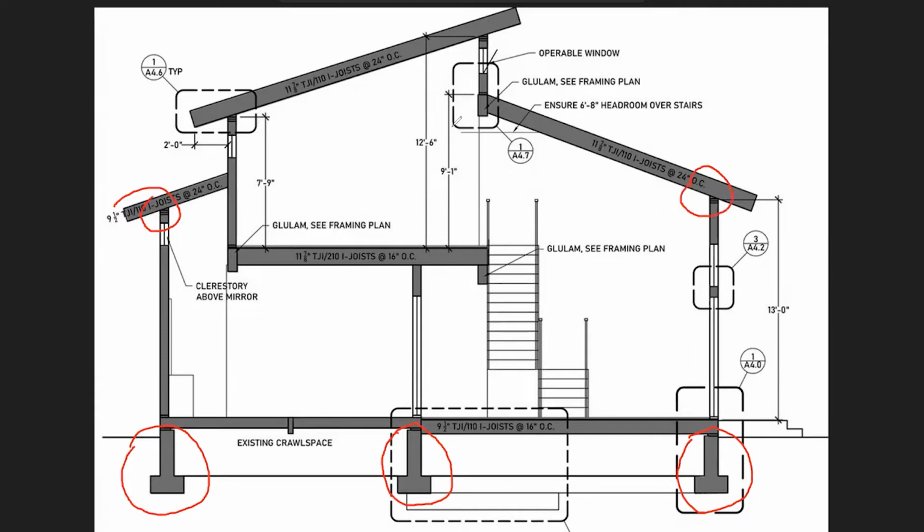Then you can see this interesting note here, which I want everyone to see. Ensure 6 feet 8 inches headroom over stairs. So that means when you get off the stairs, the distance to there must be at least 6 feet 8 inches so that you can stand up, right? So all of this information you can tell from looking at these set of drawings.